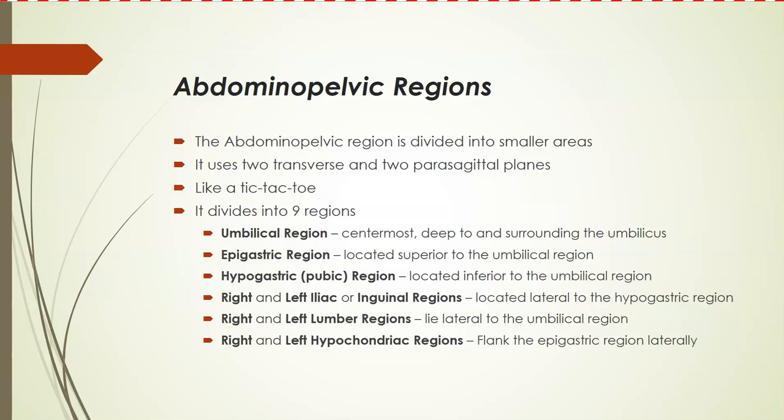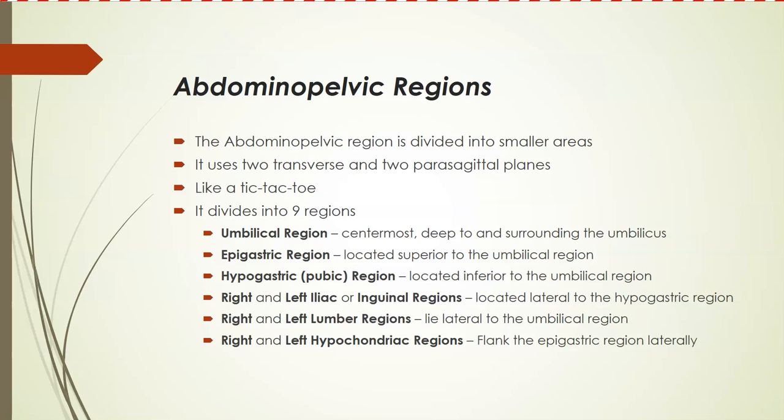So we have the umbilical region around the belly button, the epigastric region above the umbilical region, and the hypogastric region below the umbilical region. We then have right and left iliac or inguinal regions, and these are located lateral to the hypogastric region. So imagine that you have this hypogastric region, the square below the umbilical, and to the right and left of that, 2 other squares, which are the right and left iliac or inguinal regions.